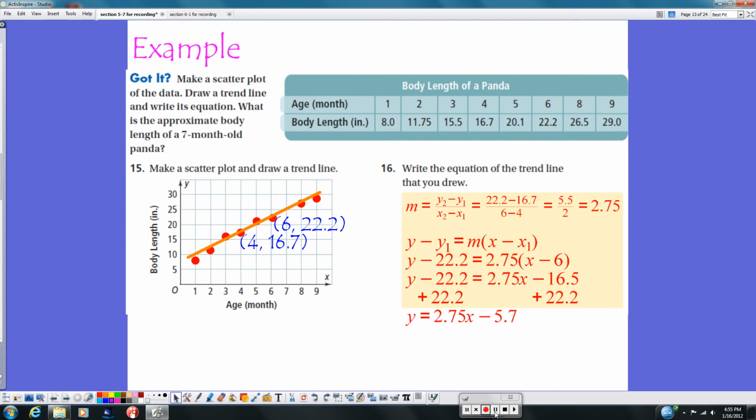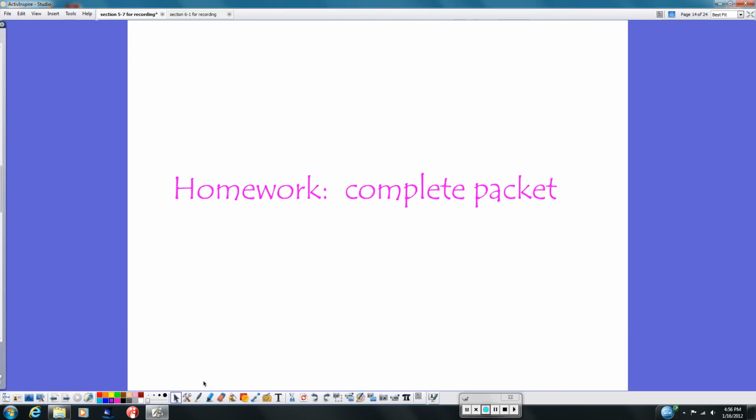Now, don't think that this is the only answer for this particular problem. There are many different possible solutions. This is not the answer for this particular problem. This is just an answer. As long as your equation is something close to this, then you are correct. Your homework for this section is to complete the packet.